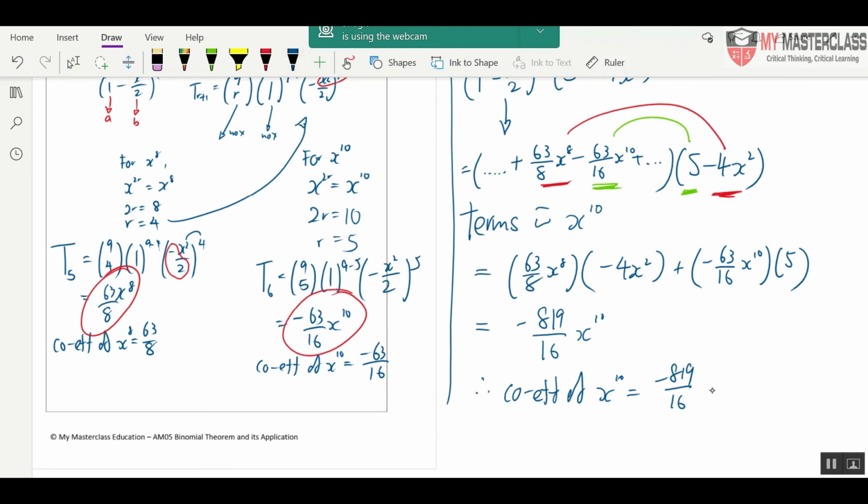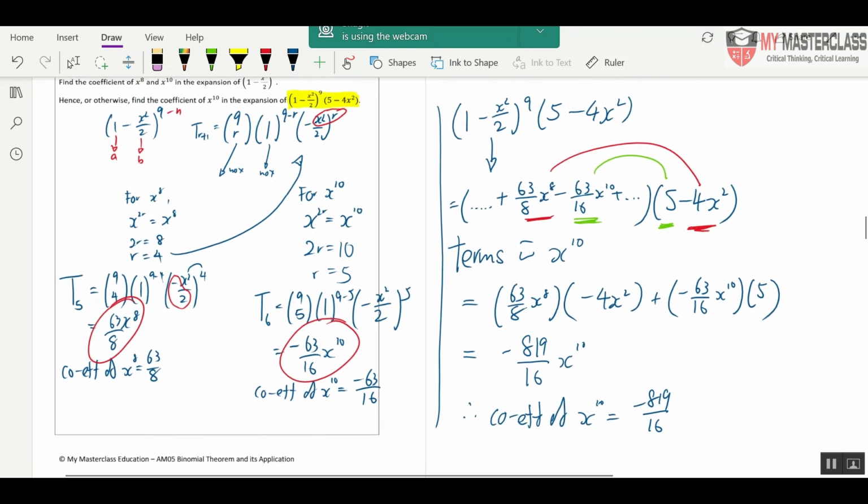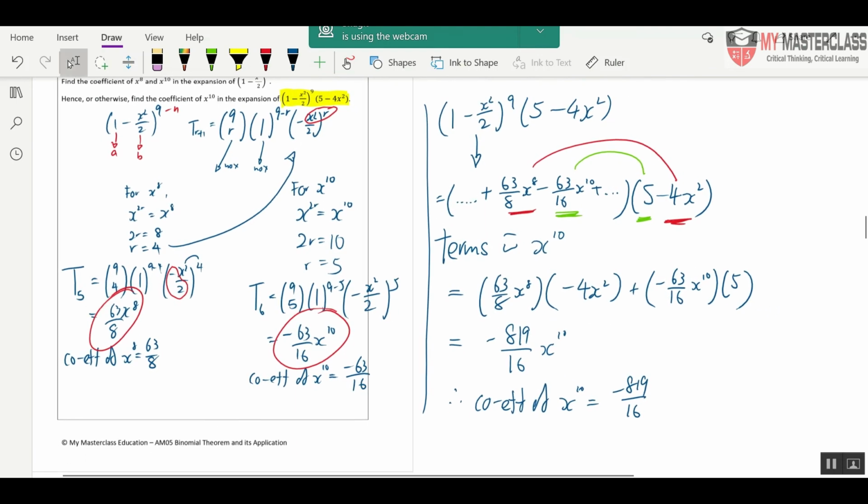Okay, so the second part is always to make use of the first part. If the first part never asks you to expand, just make use of these two terms that they have told you, present it properly, multiply it, use the terms with x to the power of 10 and then the coefficient of power of 10 method to get your coefficient.